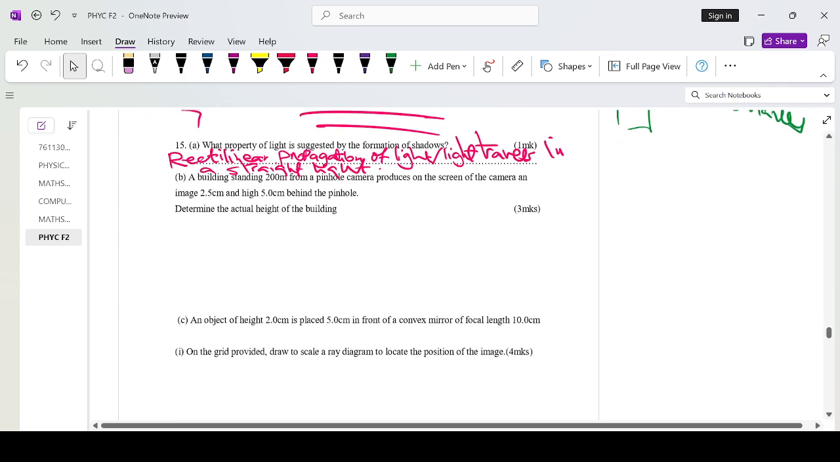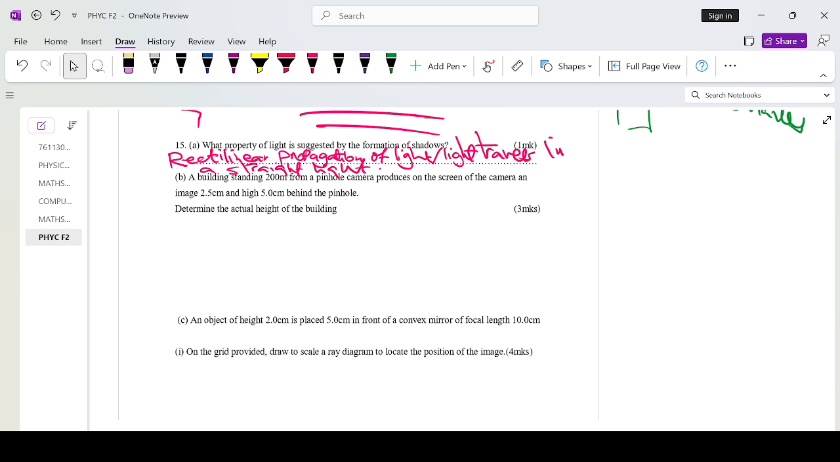Part B, a building standing 200 meters from a pinhole camera produces on the screen of the camera an image 2.5 centimeters high, and the screen is 5 centimeters behind the pinhole. Determine the actual height of the building.